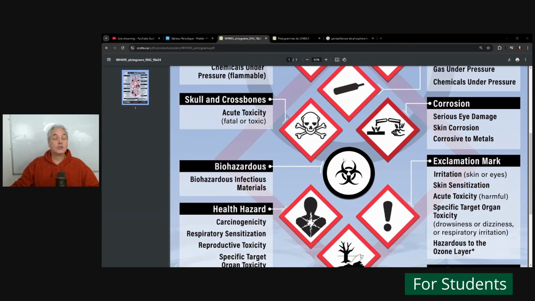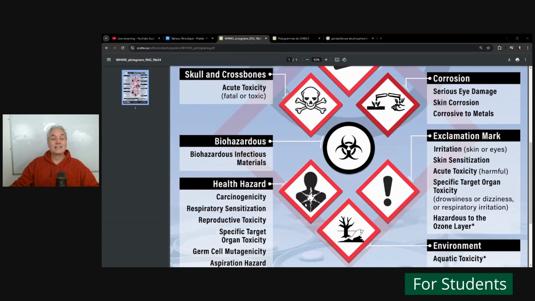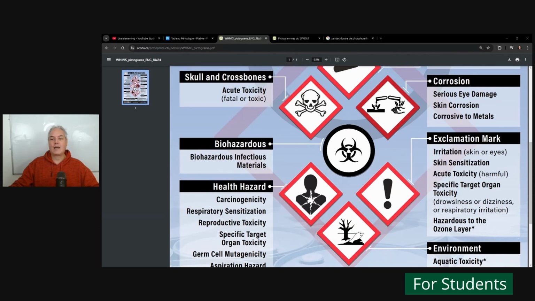With respect to toxic materials, we have here a skull and crossbone for acute toxicity. We have here health hazards. So here they tend to be long-term consequences like carcinogenic effects, sensitivity to the respiratory system, as well as the reproductive system. We also have the exclamation point, and this one is a variety of toxicity with respect to human health. Indeed, irritation, skin irritation, and such.